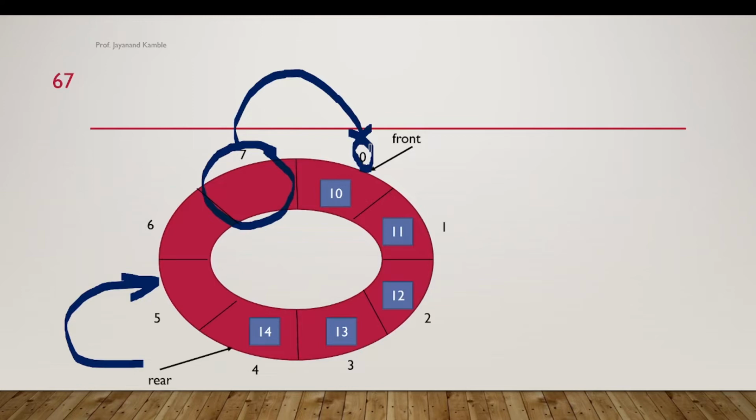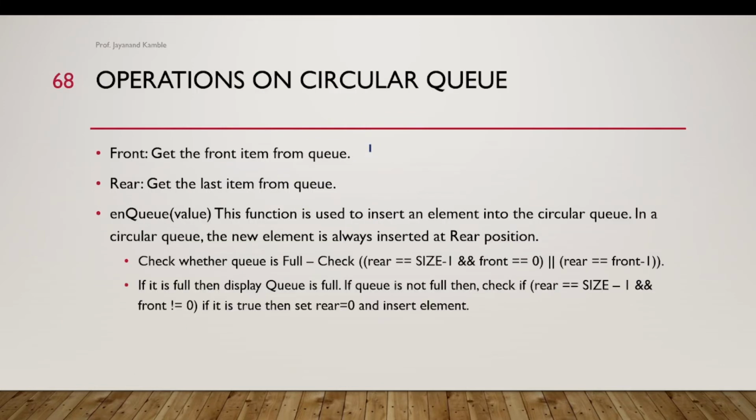Is this clear? Now why am I calling it index 0? Because we are using array implementation. If it is a normal implementation, then the last element will be followed by the first element. So that is nothing but the circular queue.